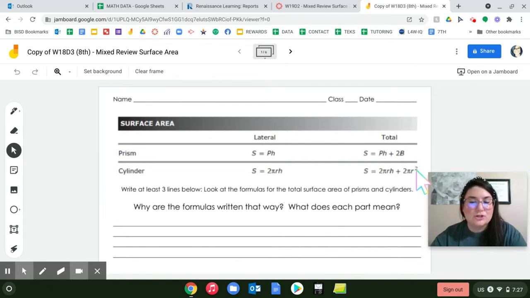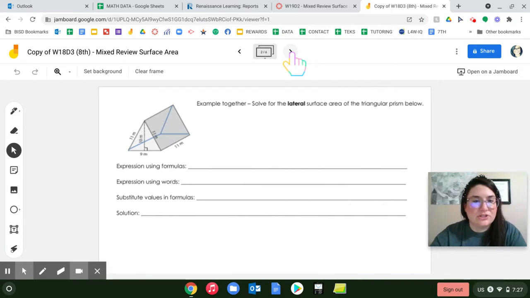Okay. So pause the video. I want you to write why they're written that way. What do the formulas mean? What does each part mean? What's the difference between lateral and total in the formulas? Write whatever you can about that. All right, so when you're done writing, you can go ahead and move on to this next part.